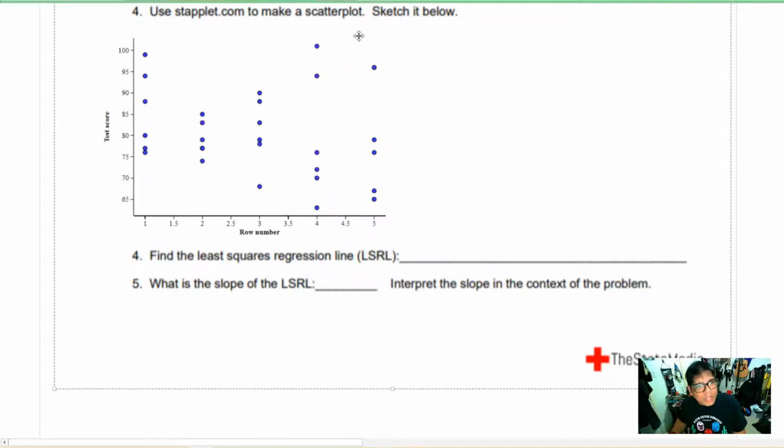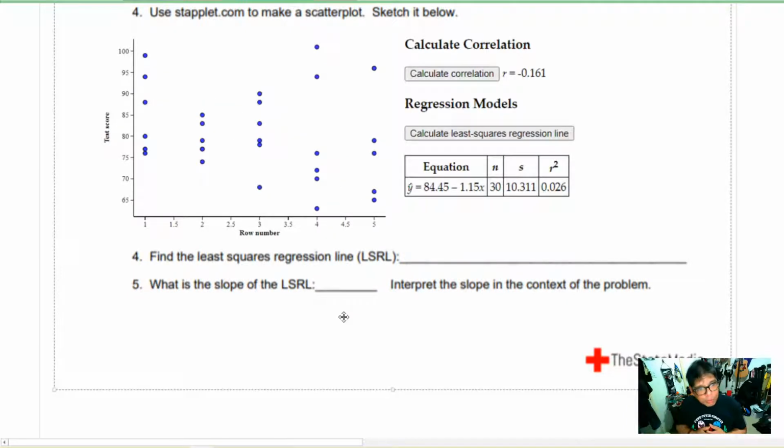You'll notice that up over here, we've really got a few points, a few pieces of data that don't really go along with our generally downward relationship, or negative relationship.